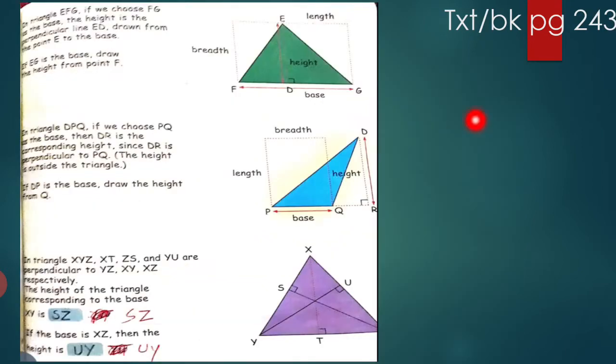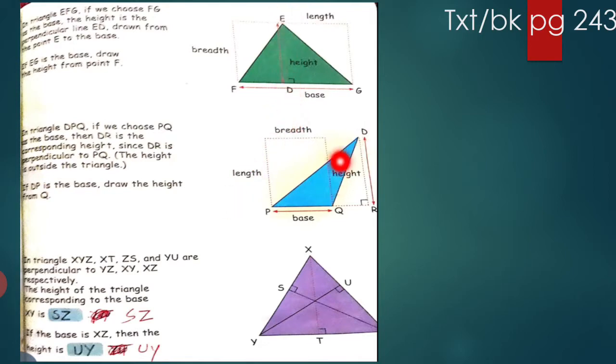Here is textbook page 243, students. Again, our triangle is in front of me, that is EFG. If you are going to take FG to be the base, then you can't take EF and EG to be the height, because as we have read in our previous lesson, base and height must be perpendicular to each other, and these two lines are not perpendicular. So you have to join E to D, and this perpendicular line will be considered to be the height of this triangle.